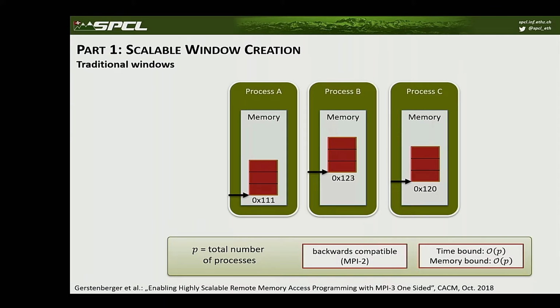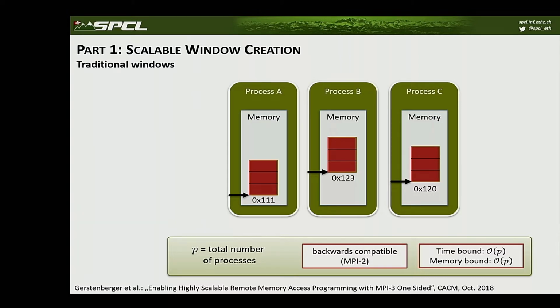First question is, how do we create windows quickly? So what is a window? A window, as I mentioned, is an address space that we expose, a piece of my local address space that I expose to remote processes. How do I do this fast? Well, first of all, how do I do this in MPI 2, the old way? Every process allocates some memory. For example, this one allocates memory at the address 0111, this one allocates memory at the address 123, and this one allocates memory at the address 120.